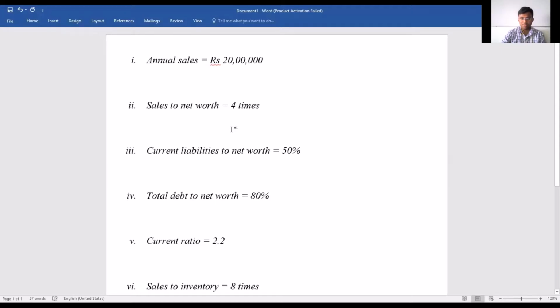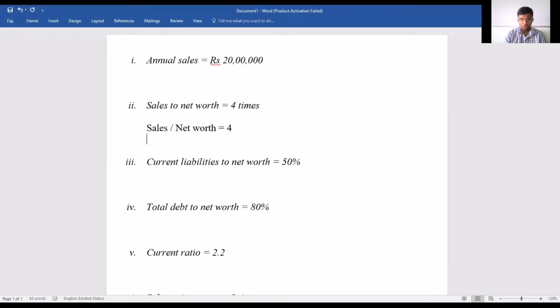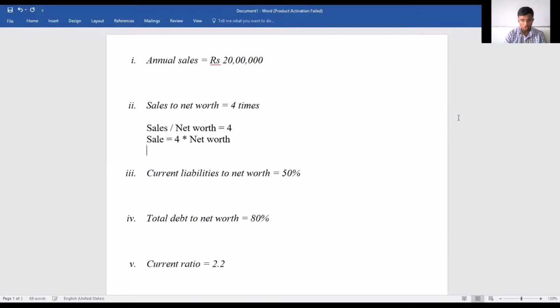Next, what has been told to us is that sales to net worth is 4 times. So what does this mean? Sales divided by net worth is 4. Or in other words, sales is equal to 4 times your net worth. So net worth is equal to sales divided by 4.